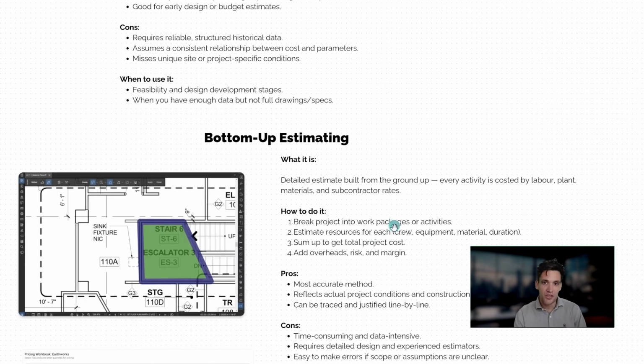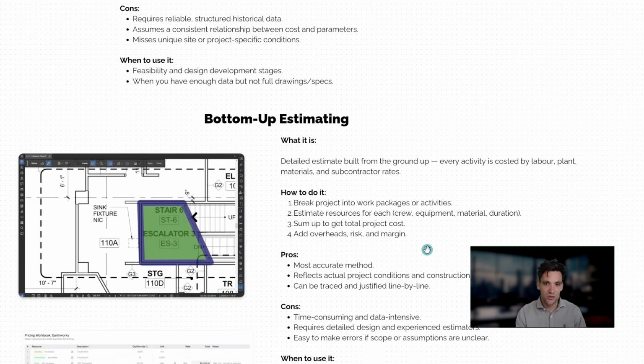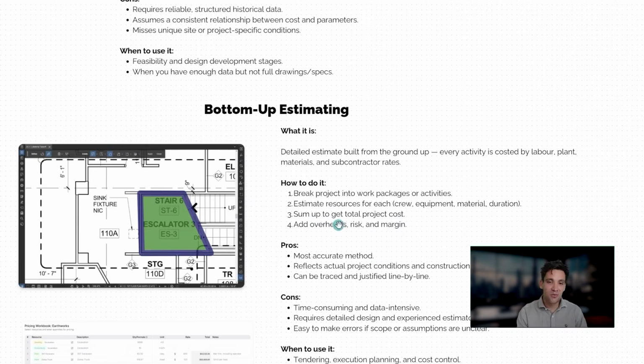How do we do this? We break the project scope down into a set of work packages or activities. We estimate the resources for each of these. So we need to know the labor, plant, material, and subcontract costs associated with that specific task. We sum them up to get total project costs, and we add in our project overheads, risk, and margin.